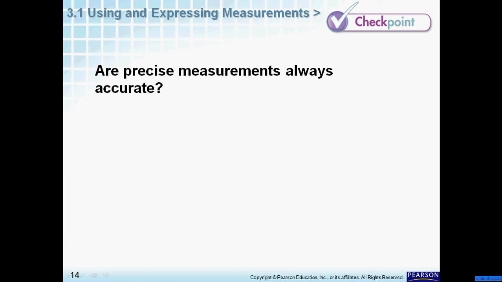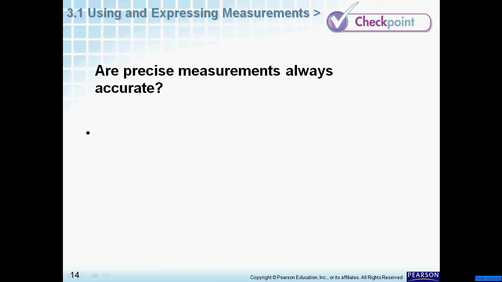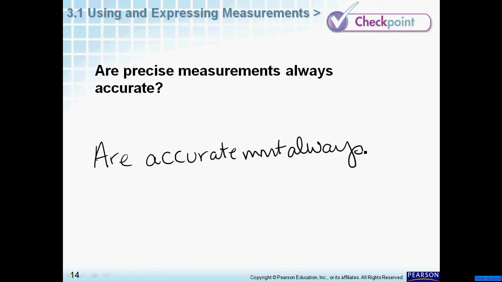I've got another question for you. I want to know if precise measurements are always accurate. So we'll have a quick class discussion about that. Are precise measurements always accurate? I also want to know, after we've discussed that, are accurate measurements always precise? Okay, so those are two questions that we'll discuss as a class.